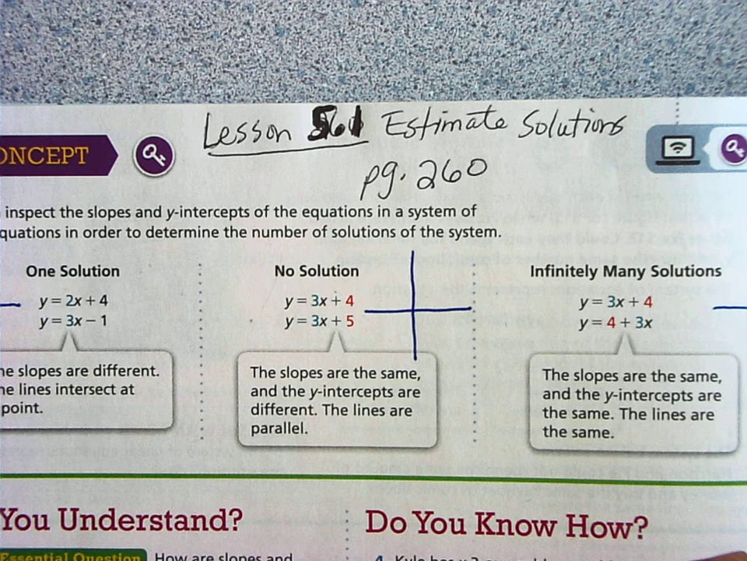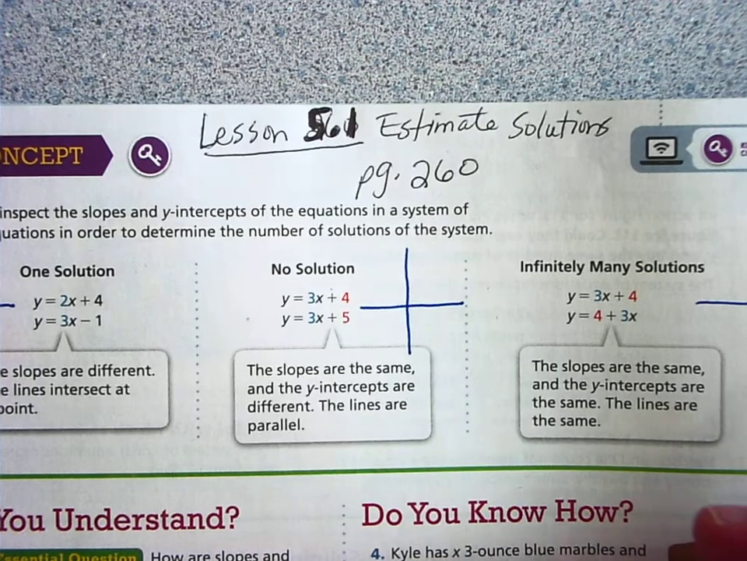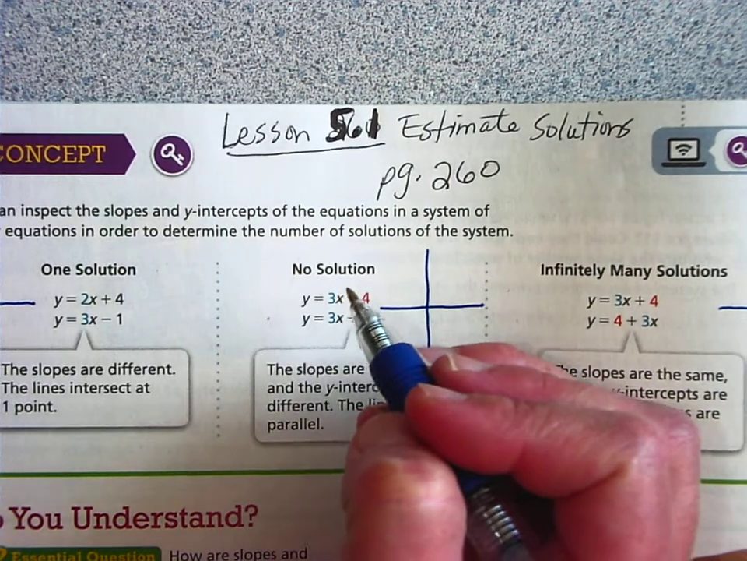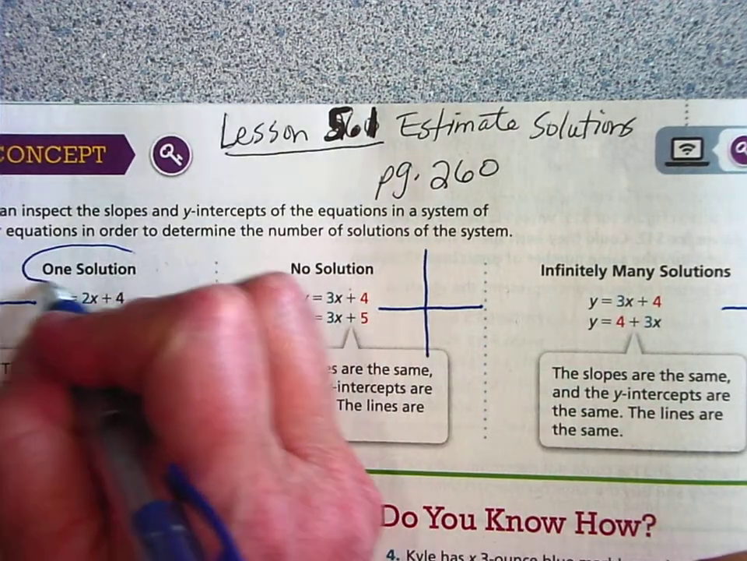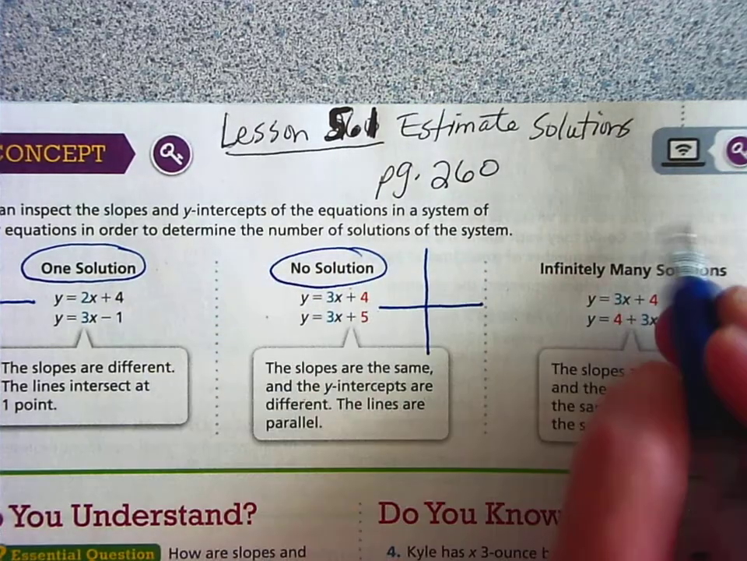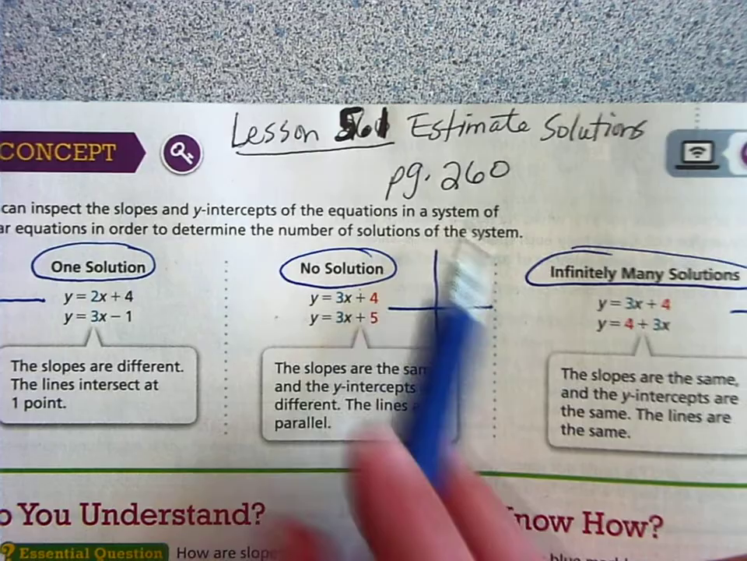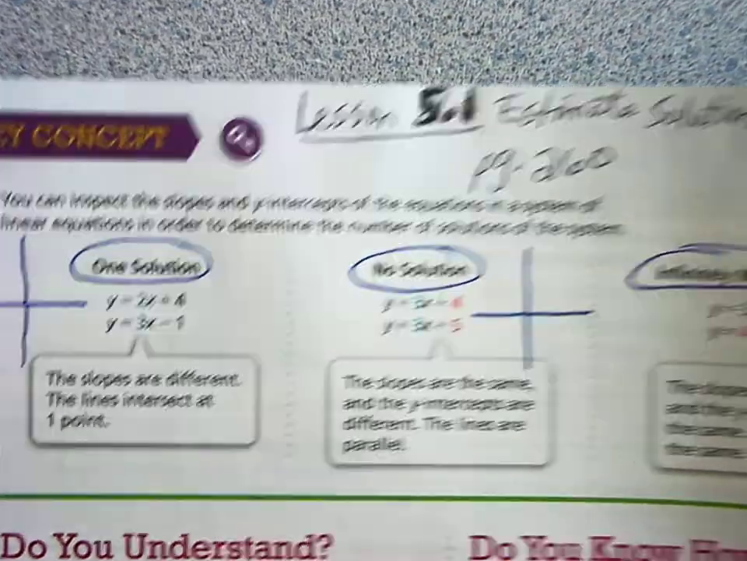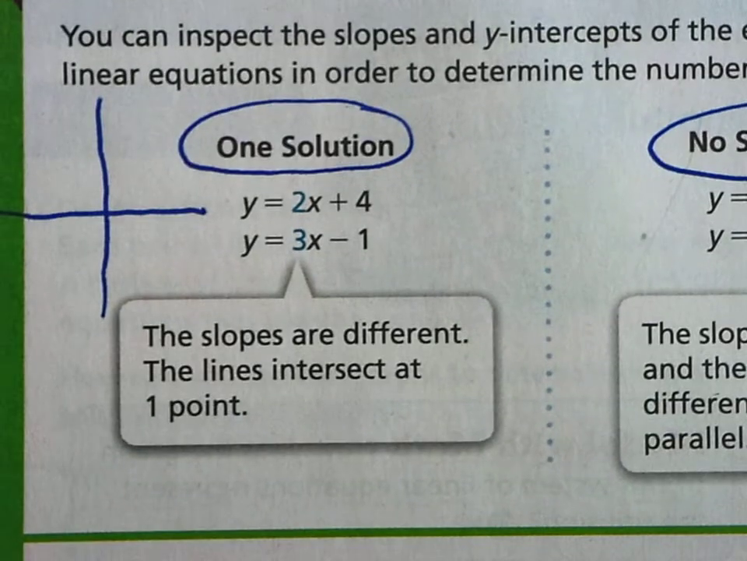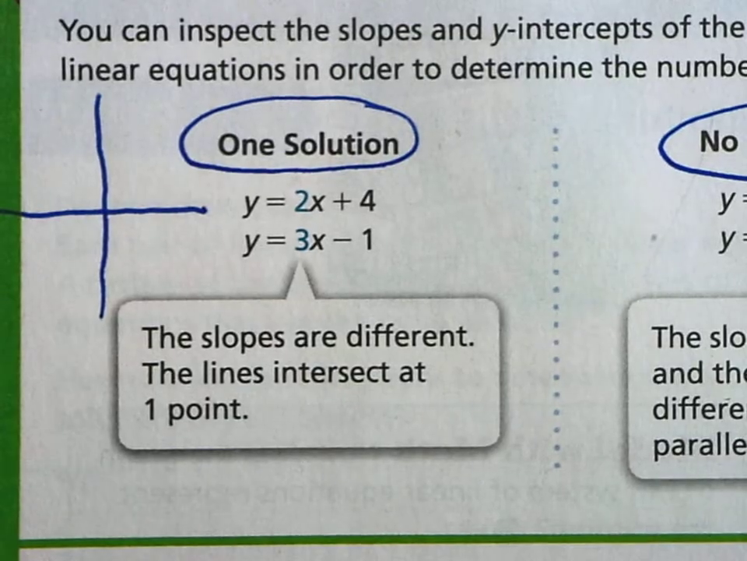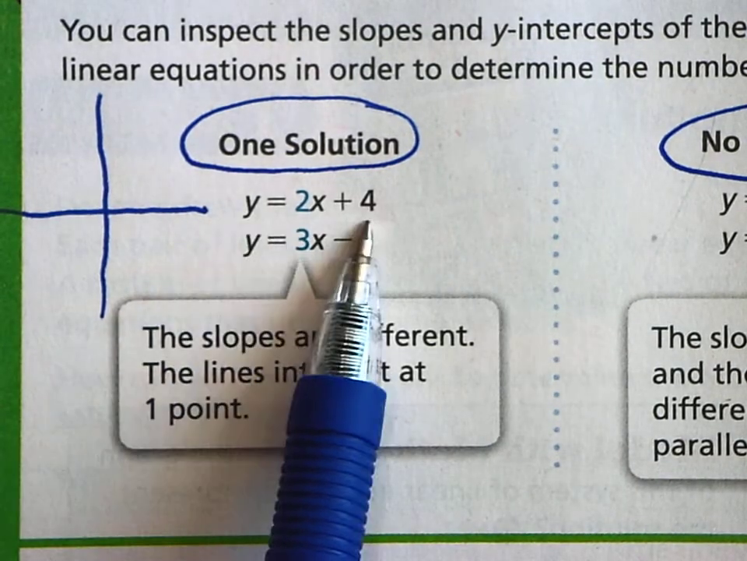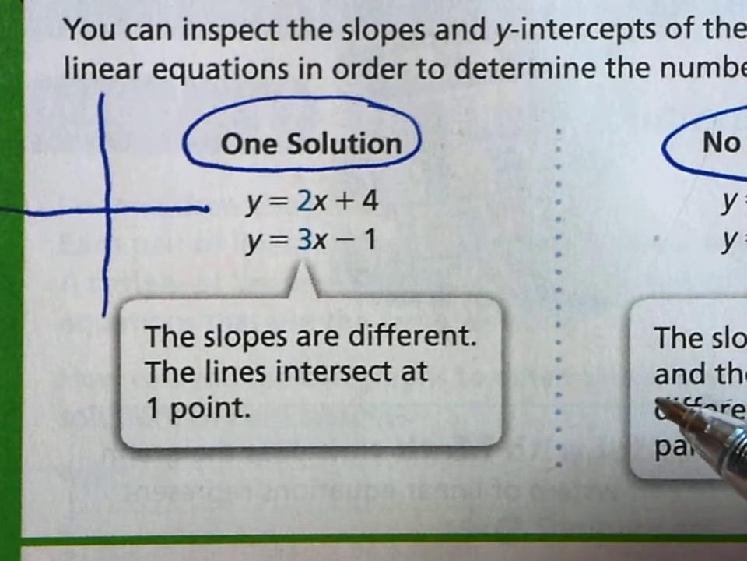Welcome back. Okay, we are going to solve equations, put them in slope-intercept form, and then estimate their solution and figure out if there is one solution, no solution, or infinitely many solutions. So this is lesson 5.1. We're on page 260. Okay, so once you put your equations in slope-intercept form, solve for y equals mx plus b, you're going to compare their slopes and their y-intercepts.